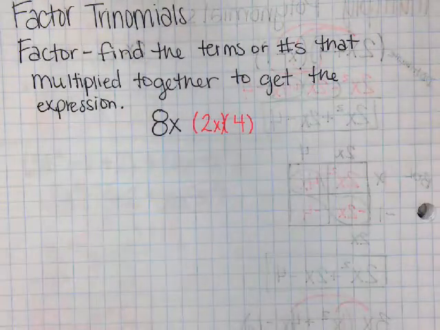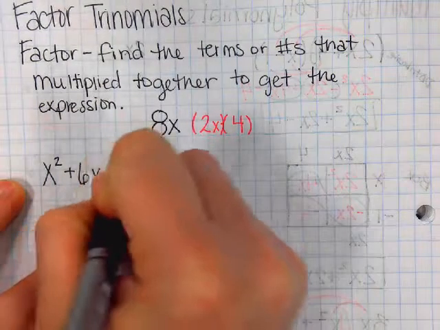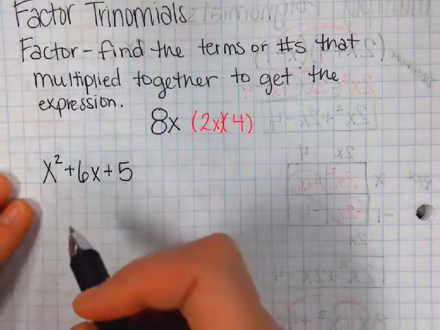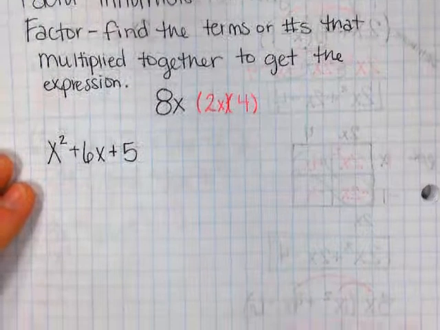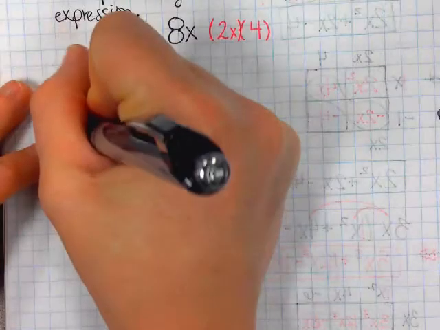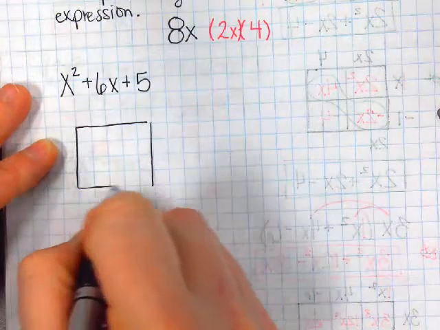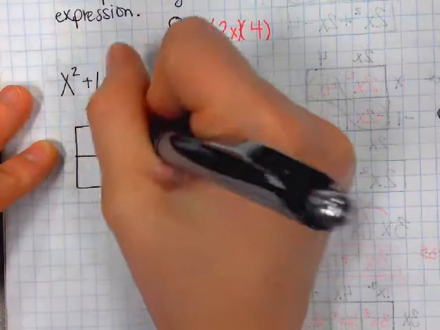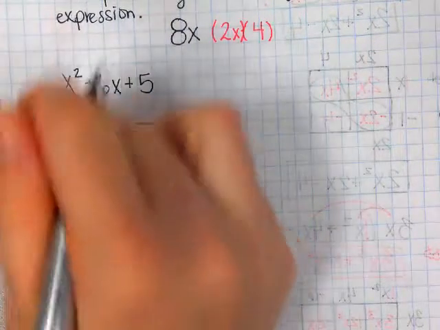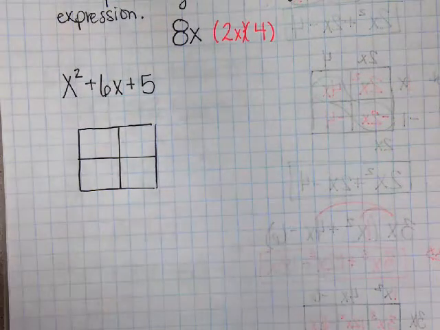The reason we factor trinomials: on the entry task you had x squared plus 6x plus 5. That was the answer when you multiplied it out. So basically what you're doing is moving backwards from what you had. I'm going to try to find the two things that multiplied to get that information. I'm going to use the box. We want to find the two parentheses that multiplied to get this information.